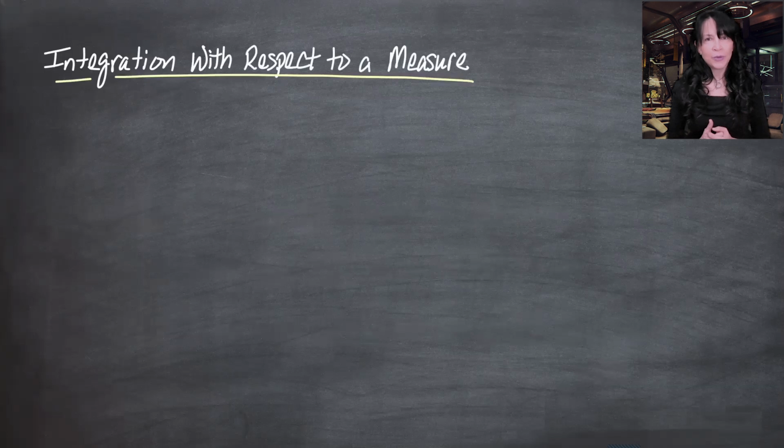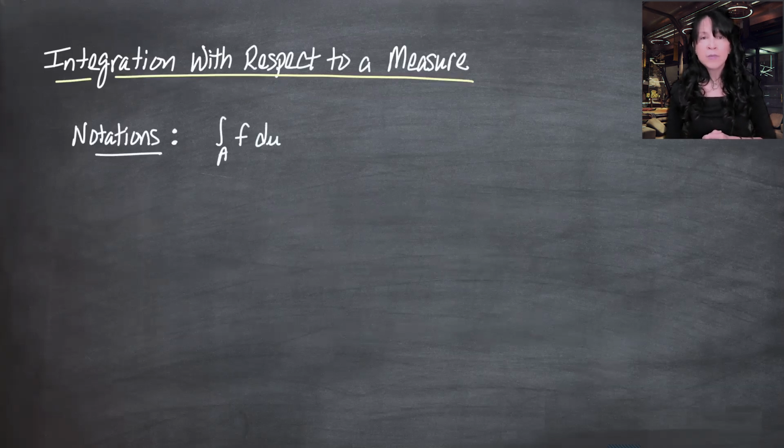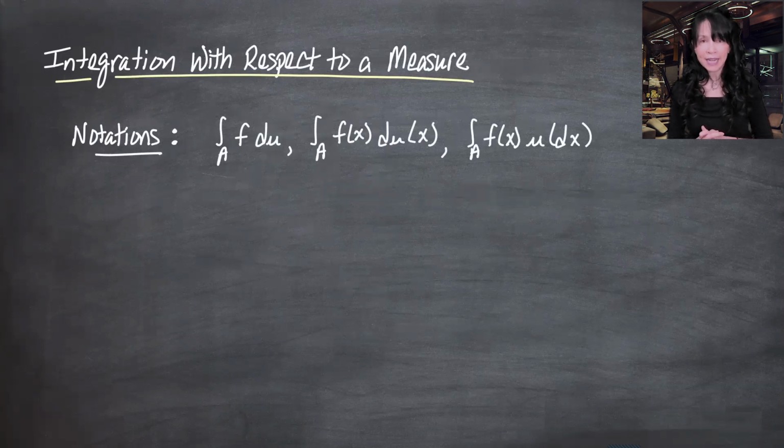So notation that I want to use here, we're going to define what is meant by the integral over A of f d mu, where mu is a measure. It could be a probability measure, in which case we might write dP. It could be Lebesgue measure, in which case we might write d lambda. But mu is our general measure. This is also written as the integral over A of f of x d mu of x, or the integral over A of f of x mu dx. So all three of these mean the exact same thing. They're notations for the same thing.